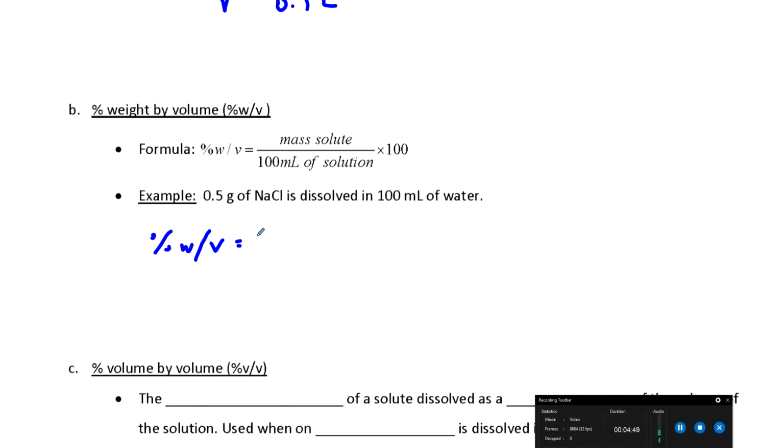Okay, so we're going to take our 0.5 grams of solute and we're going to divide by 100 milliliters, okay? And then we're going to multiply by 100 to get that as a percentage. So you can just see this is how many grams of solute in the 100 milliliters of water. The multiply by 100 is to get it as a percentage. So if you do this and multiply by 100, you get 0.5% weight by volume.